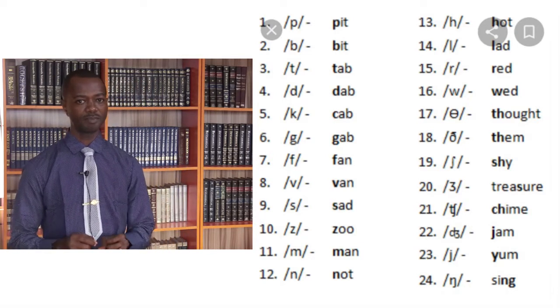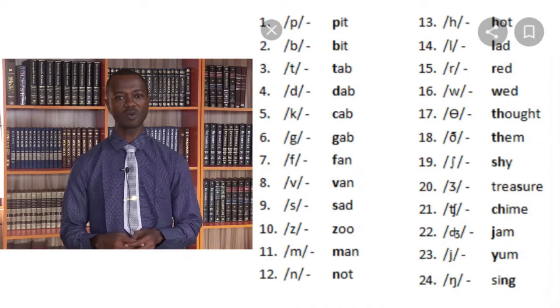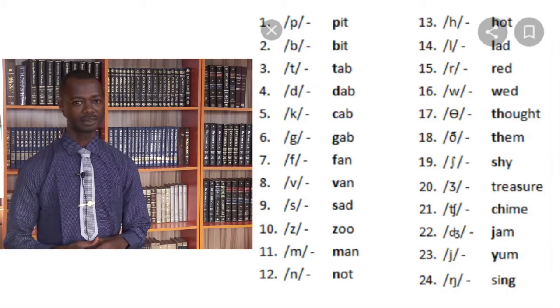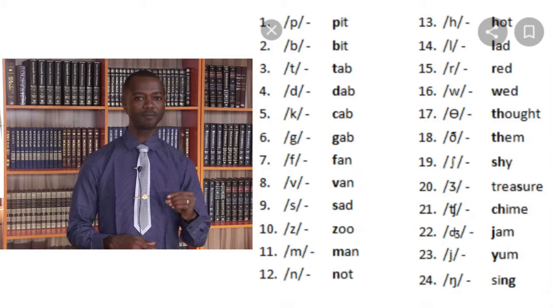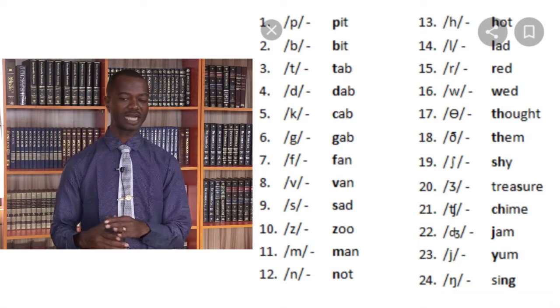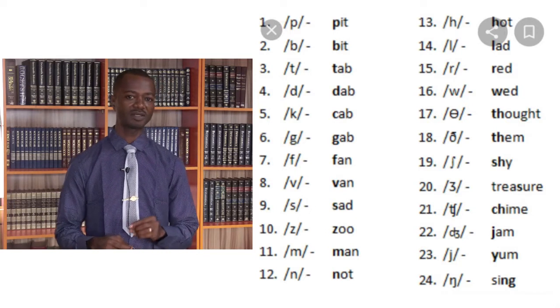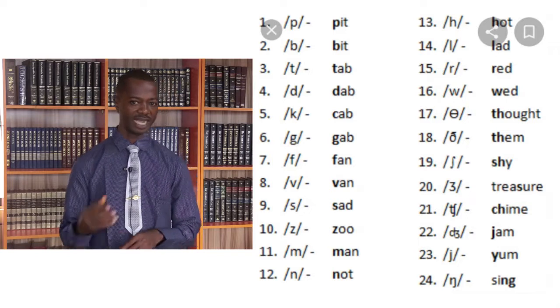Then we have the B. The B is found in a word like blow, blossom, black, Bible. So in those words, the B sound is found at the initial position. But in the word Bible, the B sound is found in two positions, the initial and the final.